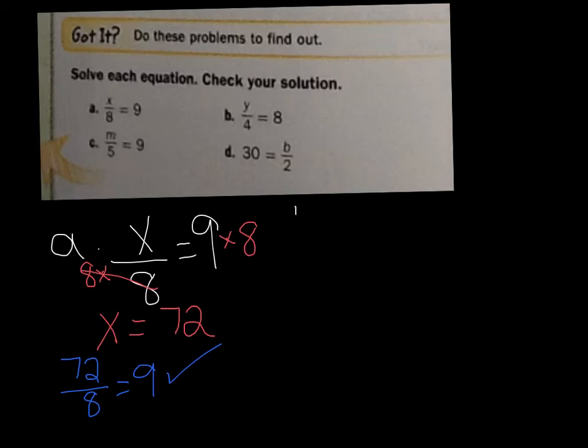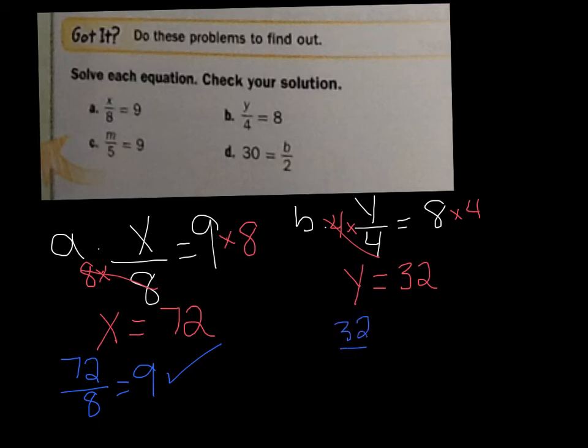Now for letter B. I have y divided by 4 equals 8. I want to multiply both sides times 4 to get rid of the 4's. I'm left with just y. 8 times 4 is 32. When I go to check, 32 divided by 4 should give me 8. And it does, so I did it correctly.